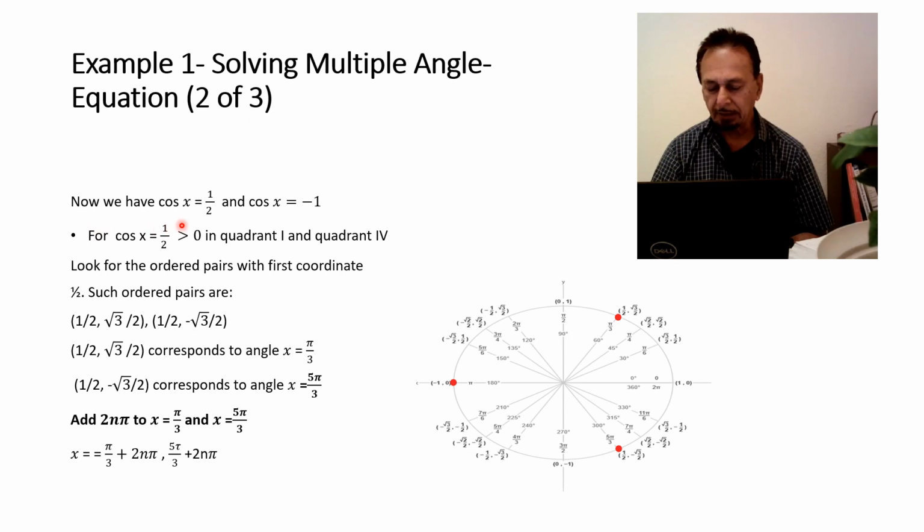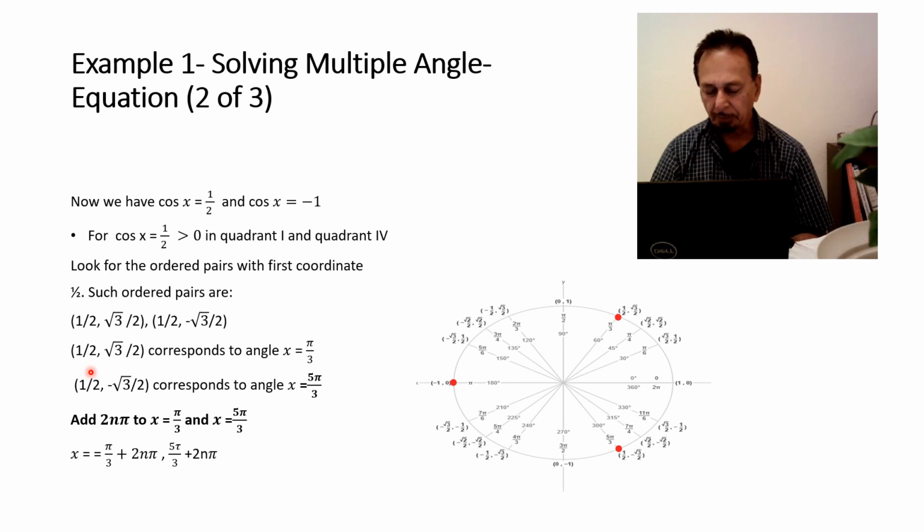So now we have cosine x equal to 1/2 and cosine x equal to minus 1. Let's first solve cosine x equal to 1/2 for x. Well, 1/2 is greater than 0, and cosine x is greater than 0 in quadrant 1 and quadrant 4. So go to the unit circle and look for the ordered pair with first coordinate 1/2, and that's this one here, 1/2 comma square root of 3 over 2. And then we have another one, 1/2 comma minus square root of 3 over 2.